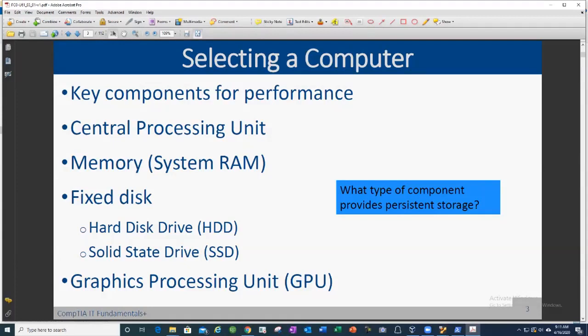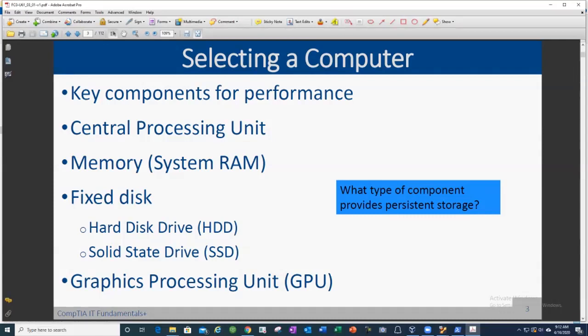Now, out of these components, what type of component provides persistent storage? And again, just to differentiate, because sometimes when we talk about memory, system RAM, people confuse memory with hard drive. The main thing is that the memory or the system RAM is random access memory. That's what RAM stands for. Everything that's in RAM is only there while the system is on. If you power off the computer, or something happens while you're working on something and you have not saved, then it will be lost and you have to start all over again.